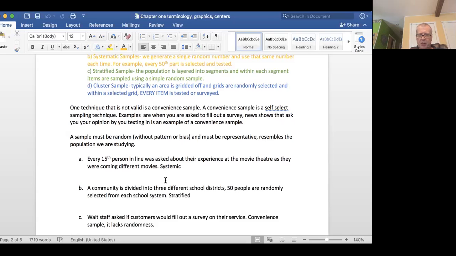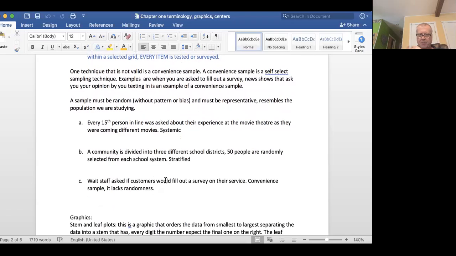Wait staff asked customers if they would fill out a survey about their service. That's a convenience sample. It's when you go to Taco Bell or Applebee's or something and they give you the receipt and say, hey, fill out this and tell what a wonderful job I did. That's a convenience sample. Or when they say, hey, fill out this receipt and have a chance to win $500, that's a convenience sample.